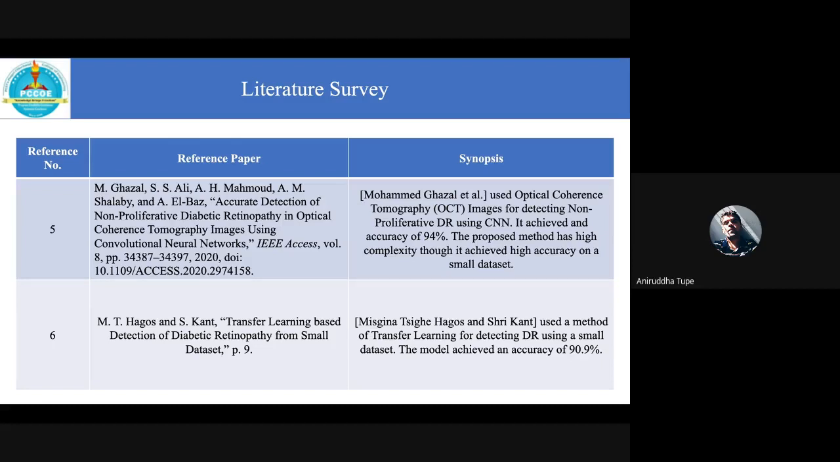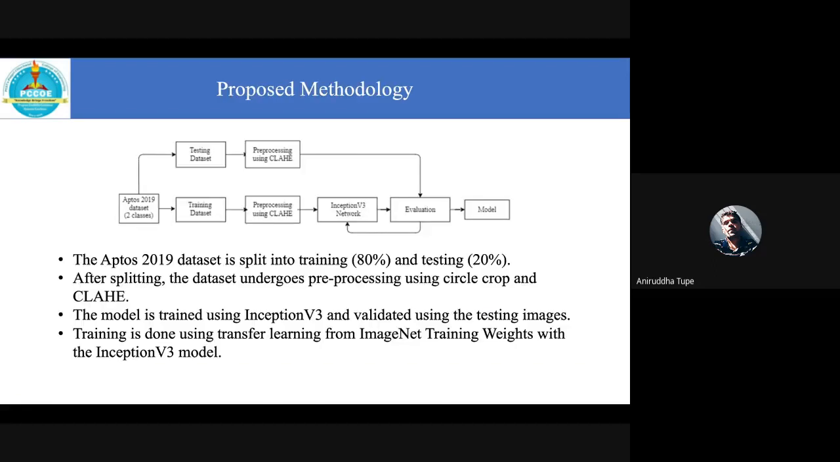Next slide, please. The fifth paper was by Ghazal and others. It used optical coherence tomography for detecting non-proliferative DR using CNN. And the final paper was by Hagos and Kant. It used a method of transfer learning for detecting DR on a small data set.